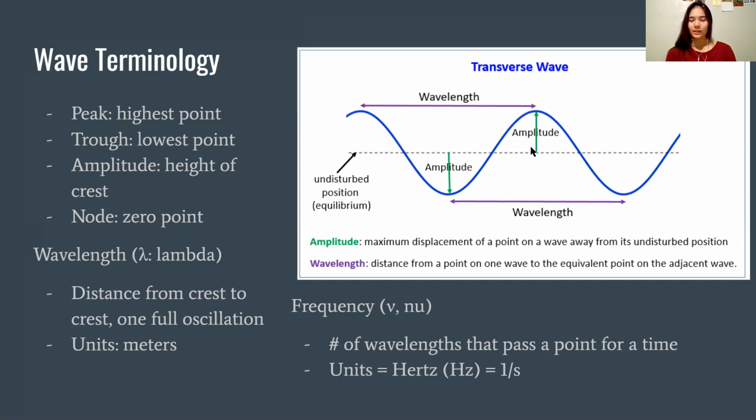The amplitude is the height of the crest, or the height of the trough. It's half of the total distance from a crest to a trough, not the entire length, so it's different from the wavelength in that aspect. The node is the 0 point, where the amplitude is 0.